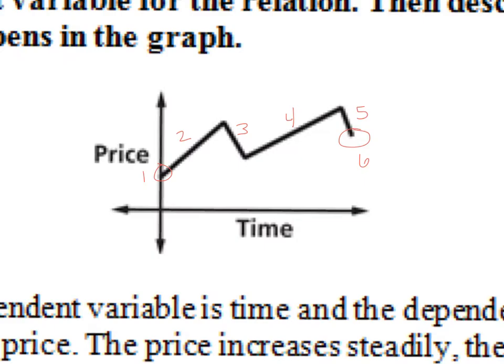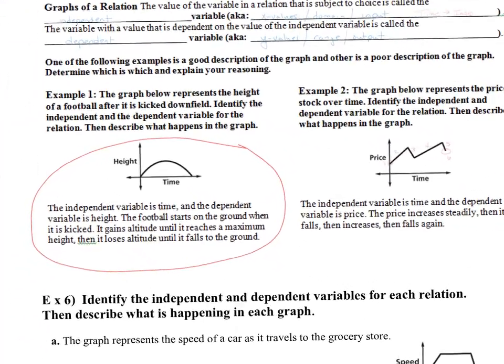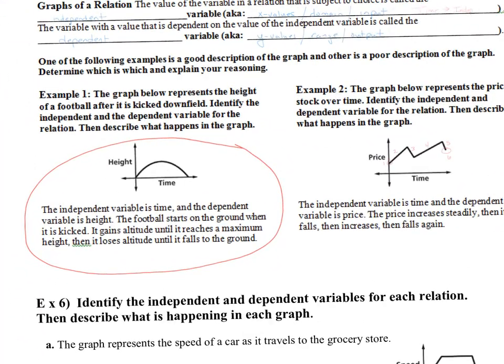So on these, when you've got something that has more lines in it like this, you have to talk about each section. When you have something like this, these are a little less descriptive because you just talk about how it starts in the ground, goes up, comes down, finishes on the ground.